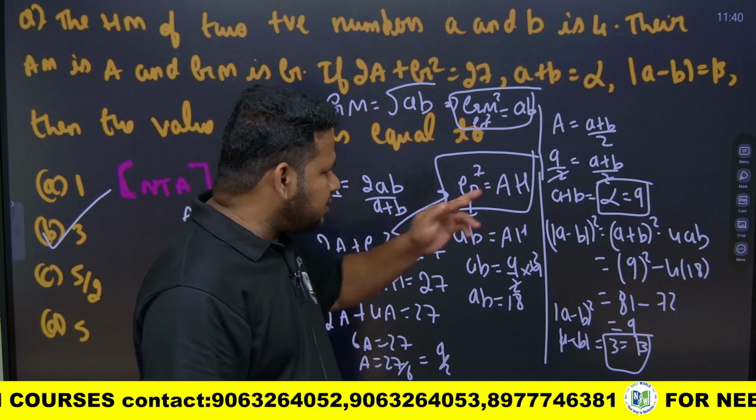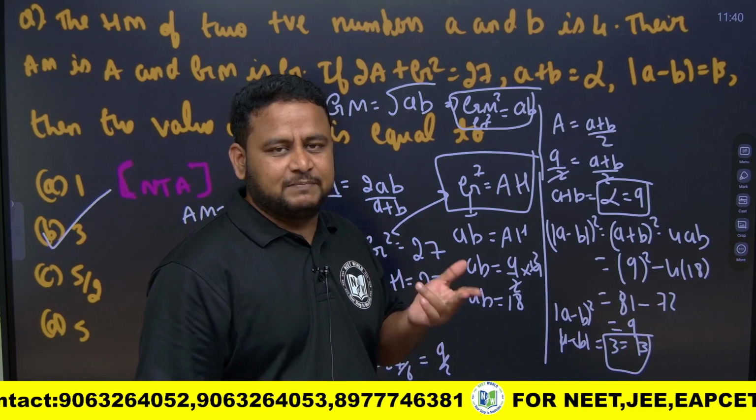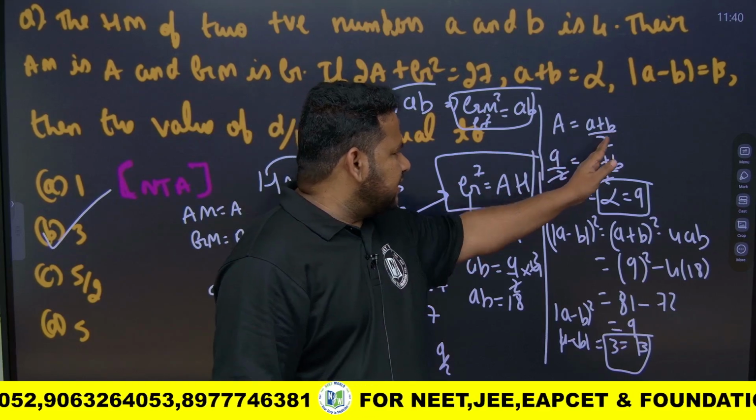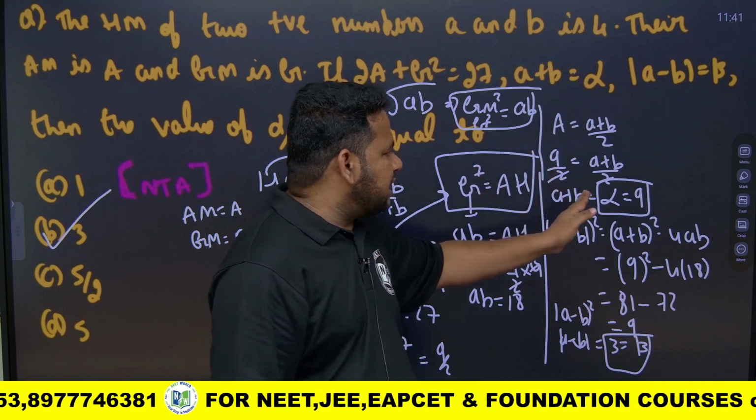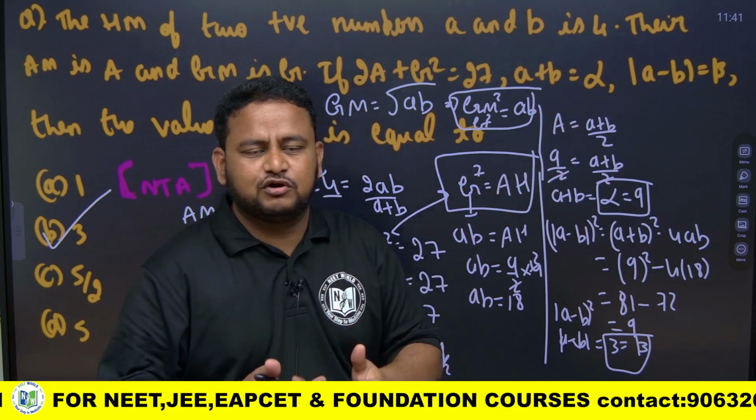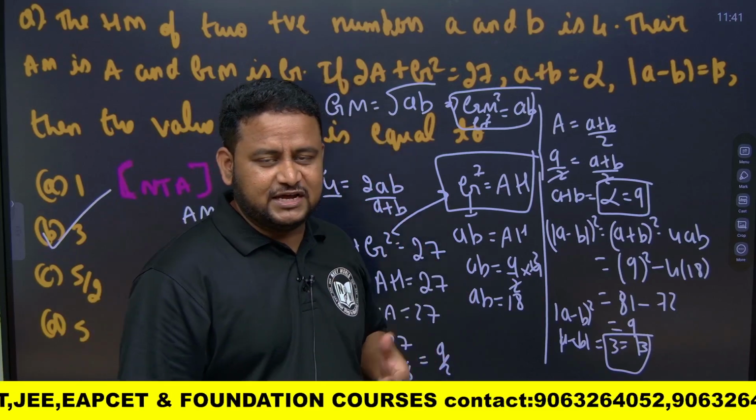Now, what is A, friends? Arithmetic mean of two numbers a and b is a plus b by 2. So, if I put it, I will get a plus b as 9, but they are telling a plus b is equal to alpha. So, alpha will be equal to 9. Now, I want a minus b. Why do I want it? Because to find out beta. To find beta, I want a minus b. Once a plus b is found out, to find a minus b, it is easy.